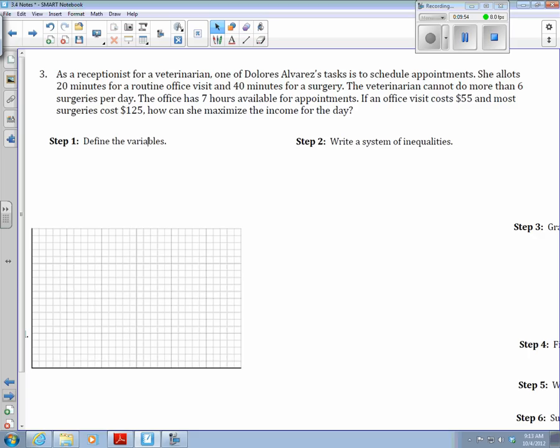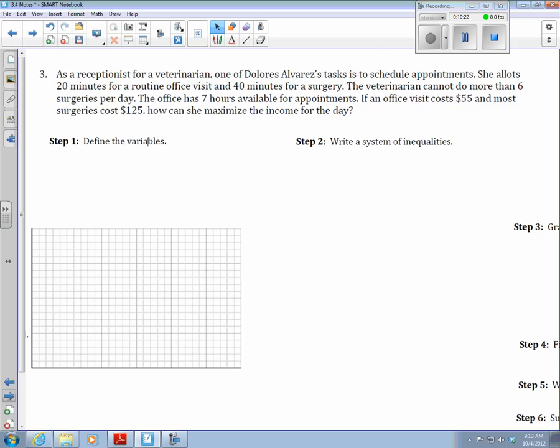The exception is for a veterinarian. One of Dolores Alvarez's tasks is to schedule appointments. She allots 20 minutes for a routine office visit and 40 minutes for a surgery. The veterinarian can do no more than 6 surgeries per day. The office has 7 hours of available appointments. So right there's some constraints. Only 7 hours for appointments, and you can only do 6 surgeries.